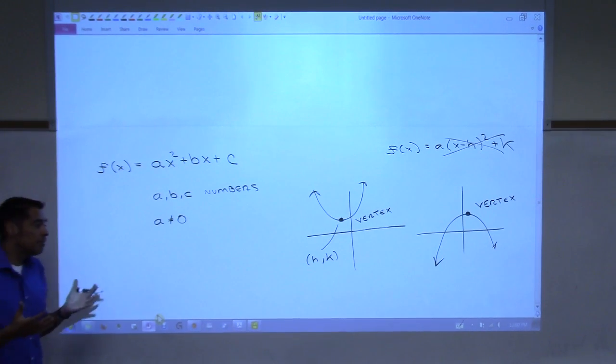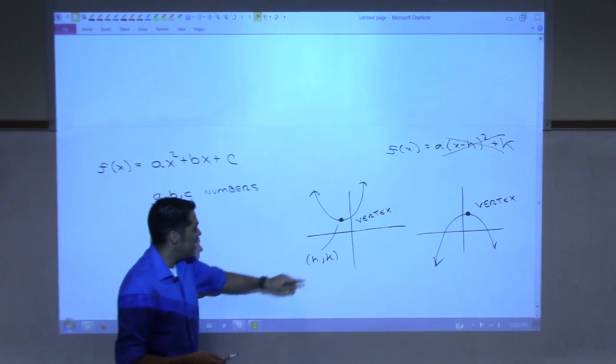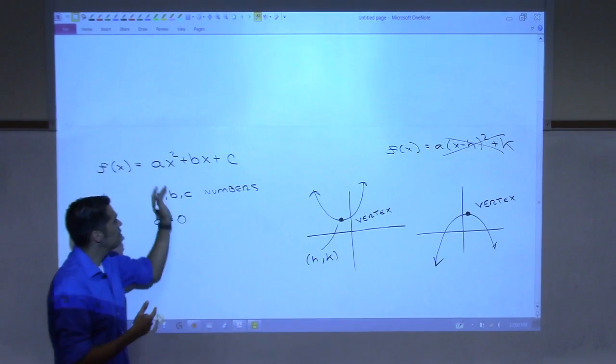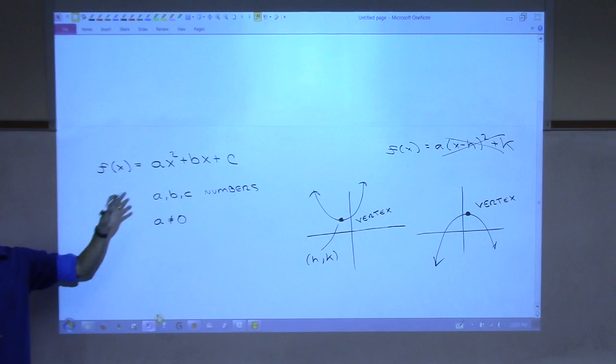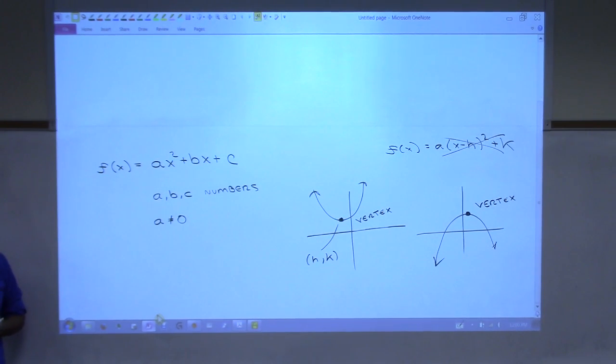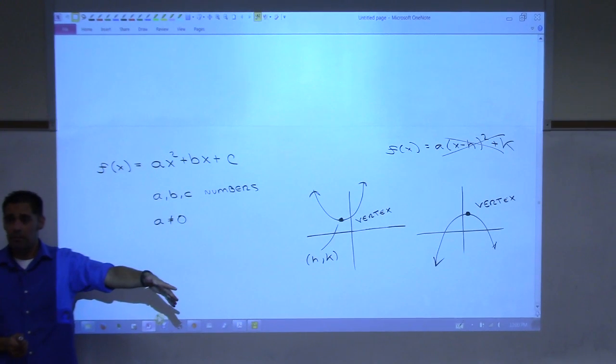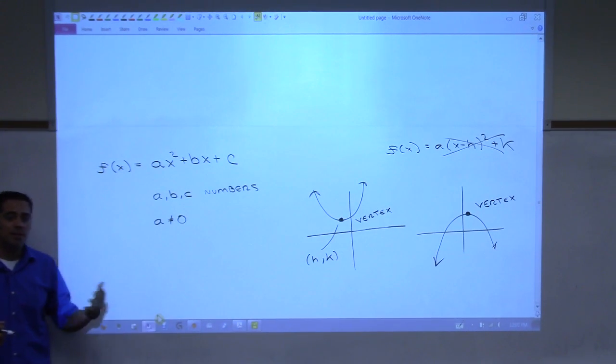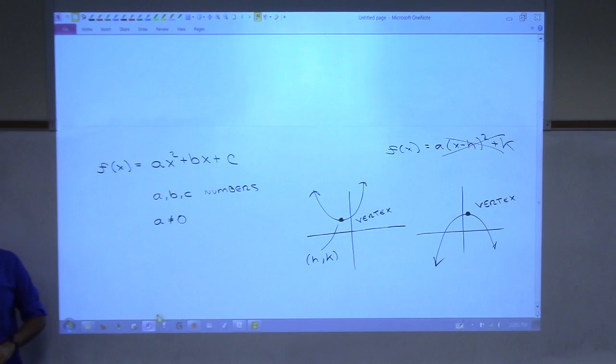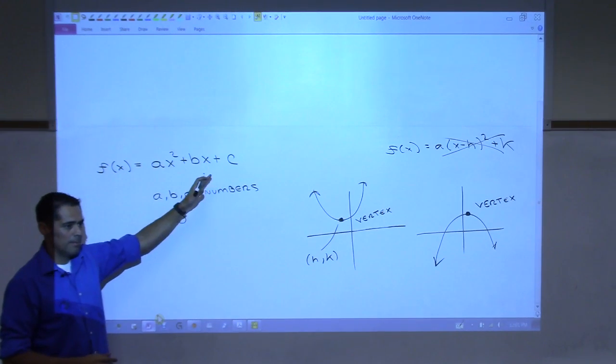So can anybody remember how you would find the vertex of a quadratic if someone gives it to you like this? I'm just trying to see if people remember. Yeah, something like that. There was a formula for it. And then the other hard way is to do completing the square. You could take this and complete the square, which was nasty.